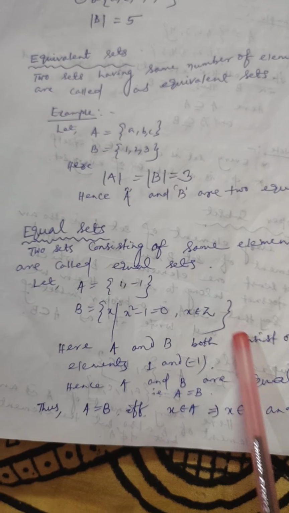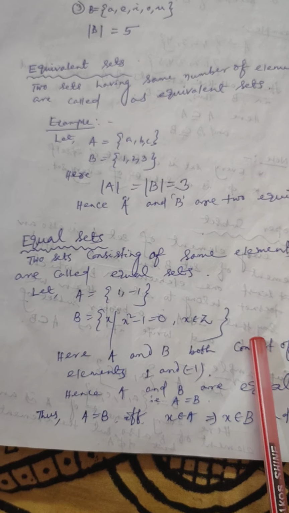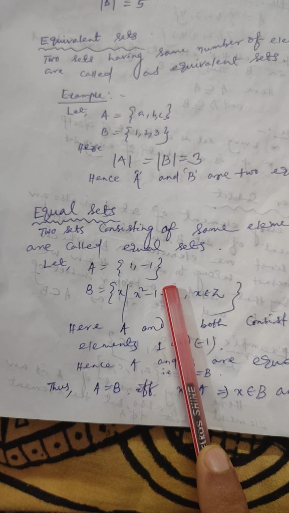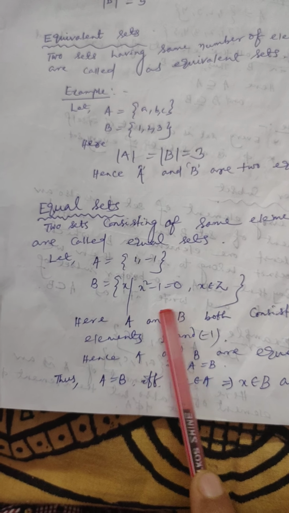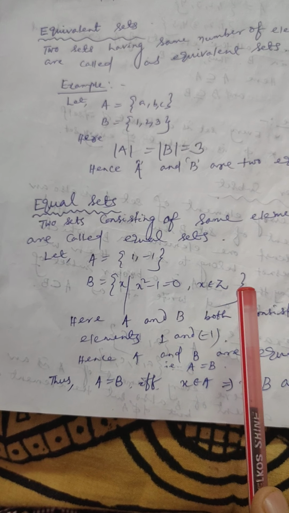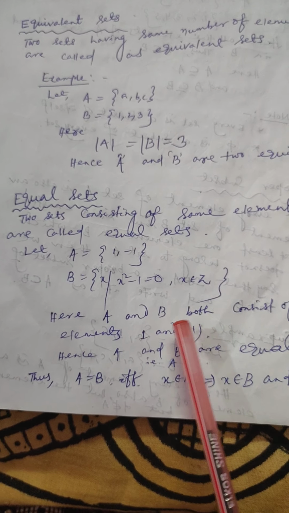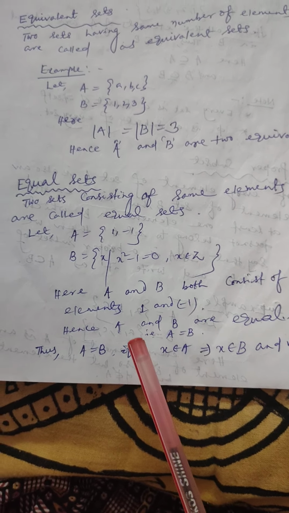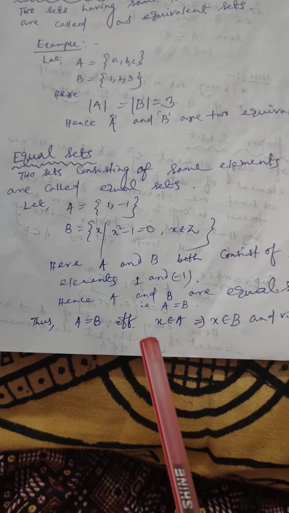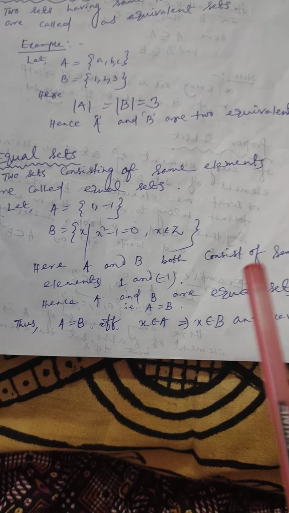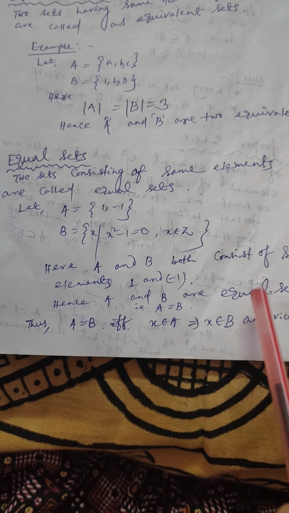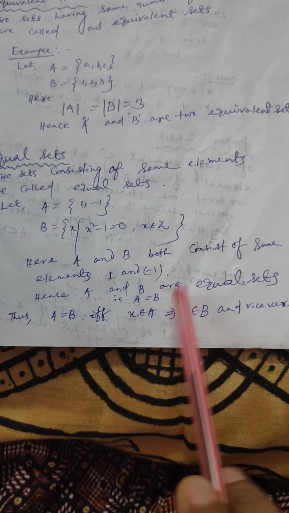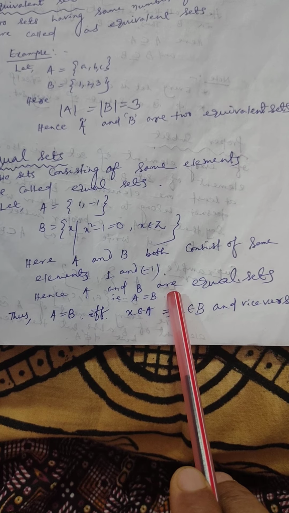Equal sets. Two sets having the same elements are called equal sets. We consider the set A having elements 1 and minus 1. B is the set of all x such that x squared minus 1 is equal to 0 and x is an integer. Here A and B both consist of the same elements 1 and minus 1. Hence A and B are equal sets. Thus A is equal to B. If x belongs to A implies that x belongs to B, and x belongs to B implies that x belongs to A.